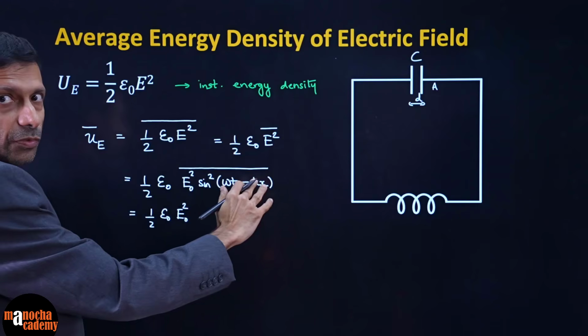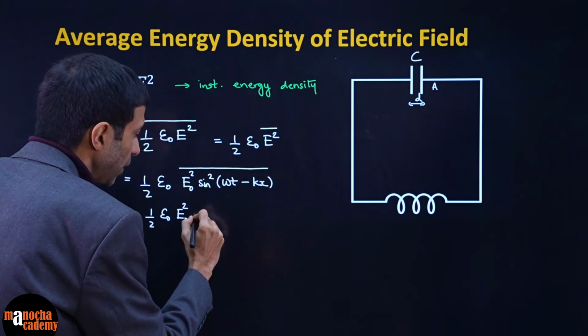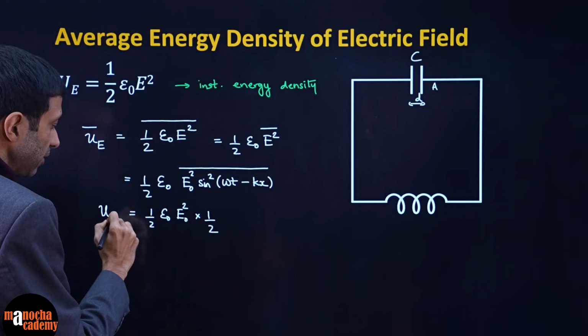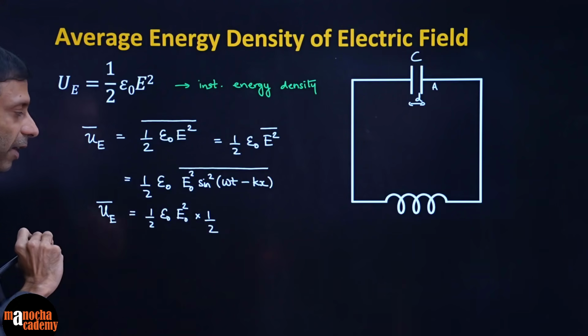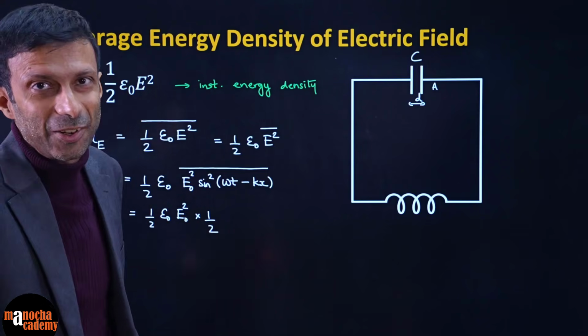If you find an average of this, you can convert sine square into cos and work it out. So you will get a half over here. So this is the average energy density, right? Since it is varying, we like to look at the average. We like to make things easier for ourselves, or maybe more complicated with formulas.